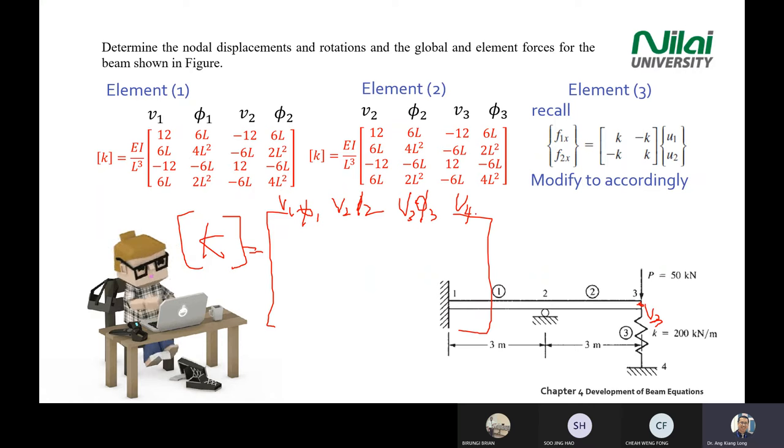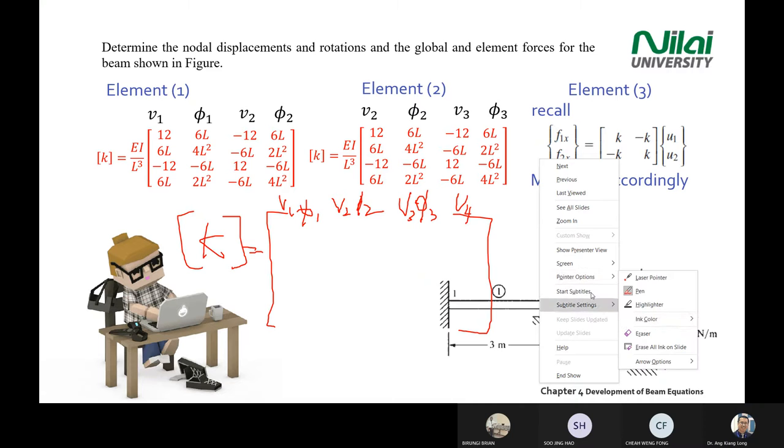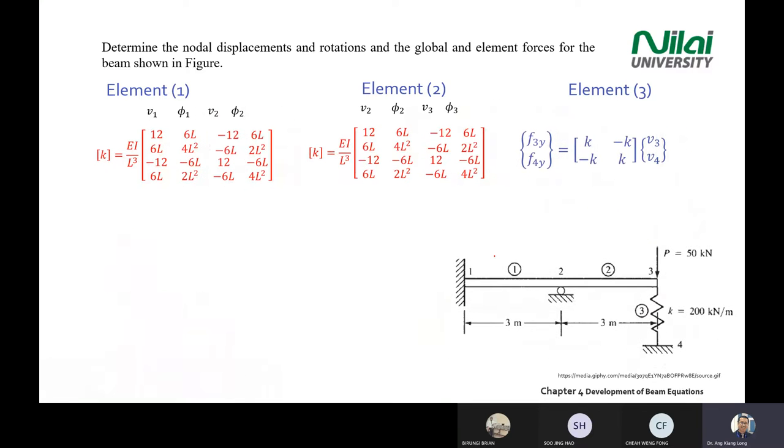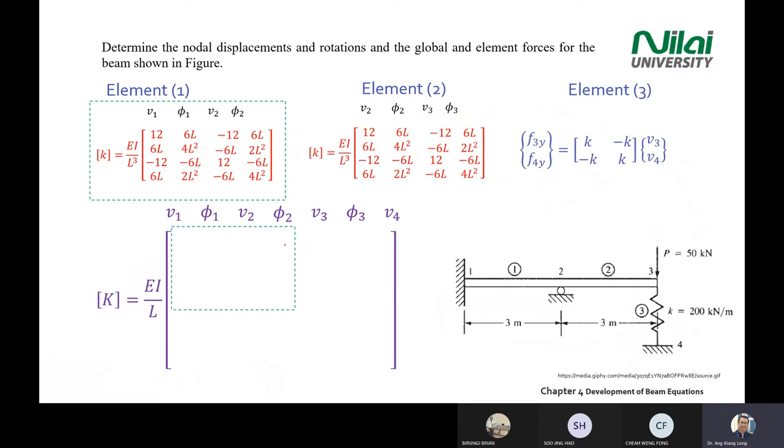So this is how you label with the pencil. You have 7 times 7: V1, rotation 1, V2, rotation 2, V3, rotation 3, and V4. Same with this one. Then you park the number in this global K matrix. Okay, you park the number. I will not do the parking for you, I just show you the concept. The green box is what you see on the screen here. You just import the K into the green box area.